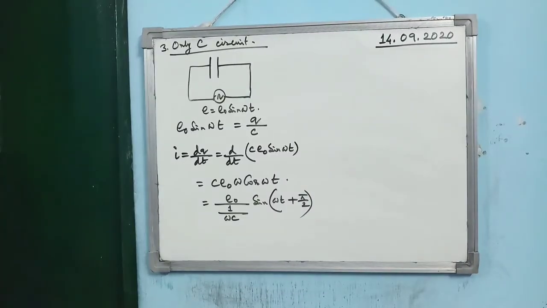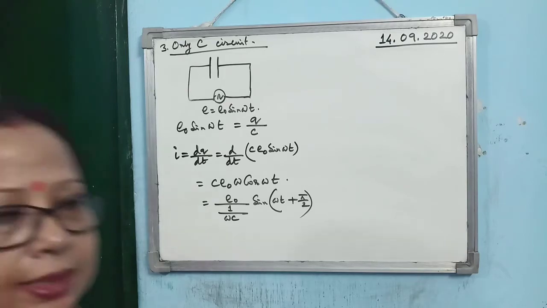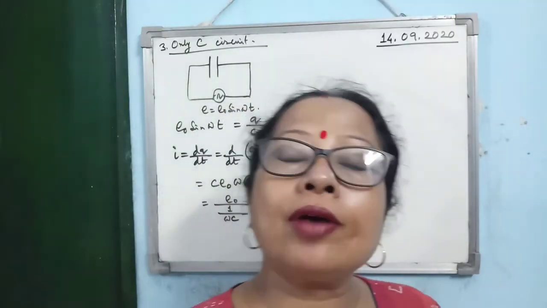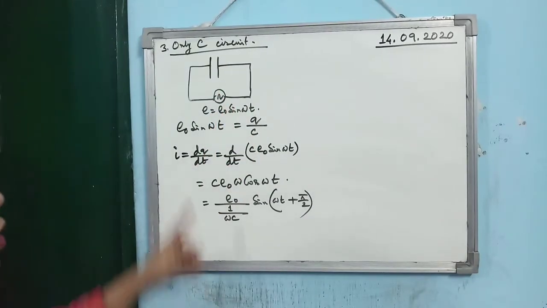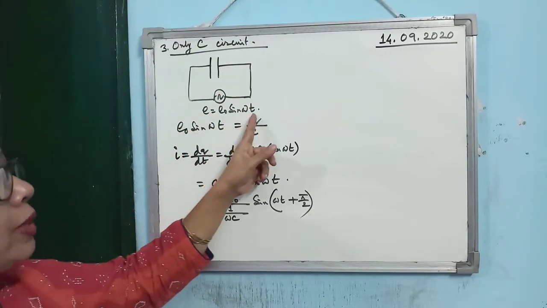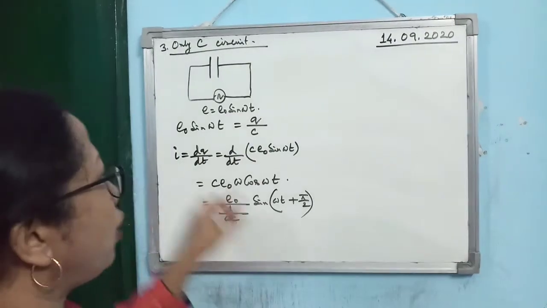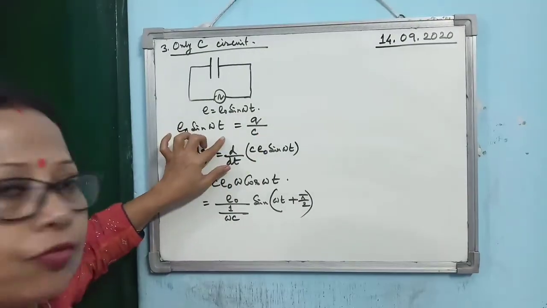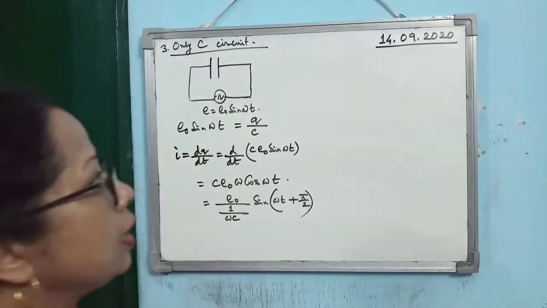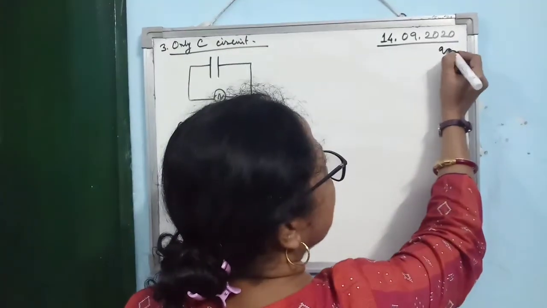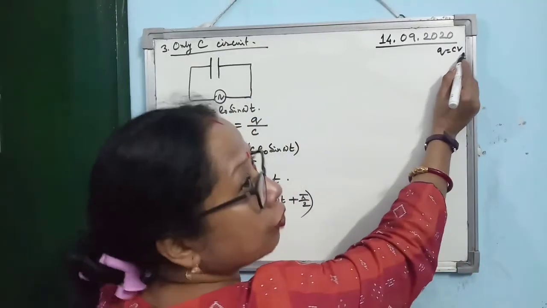Now only C circuit means what? C stands for capacitor, capacitance. So you have connected one capacitor with an alternating current source which is given by E is equal to E0 sin omega t. So you see, if you apply Kirchhoff's law, EMF in the circuit should be equal to the potential dropped across the capacitance. So I hope you can remember that Q is equal to CV for a capacitor.